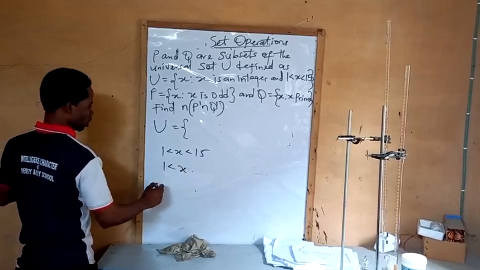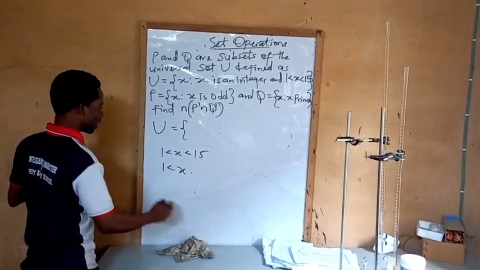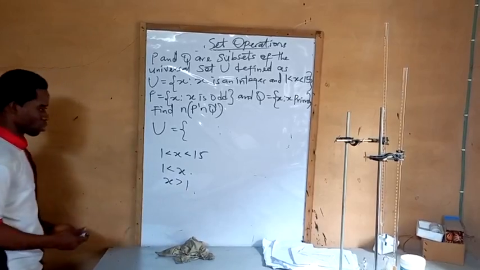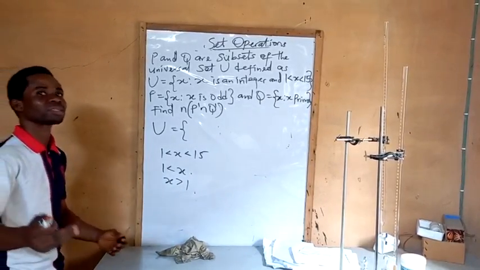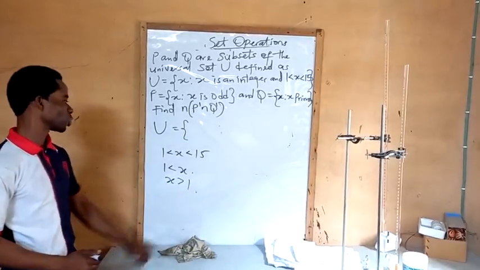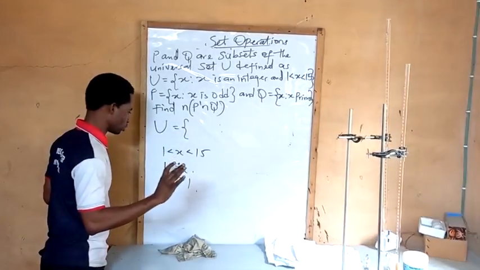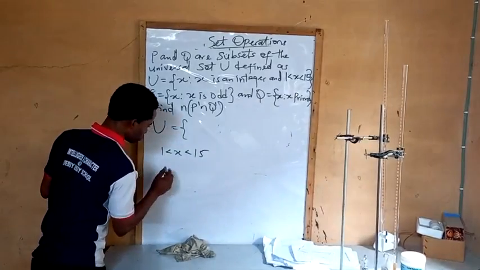I have to rewrite it to 1 less than x. 1 less than x means x is greater than 1. And if x is greater than 1, that means x is 2. I mean, this thing starts from 2.